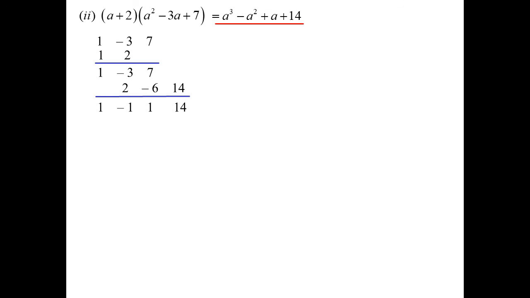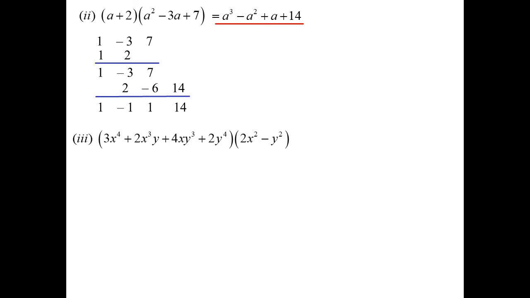Voila. So if I did this one, I'd go, I'm going to write the quadratic out first. 1, minus 3, 7. The next one's 1, 2. Multiply by 1. Multiply by 2. Add down the columns. There's my answer. The highest power is 3. So it's a cubed minus a squared plus a plus 14. There's the answer. It can actually be quite efficient.